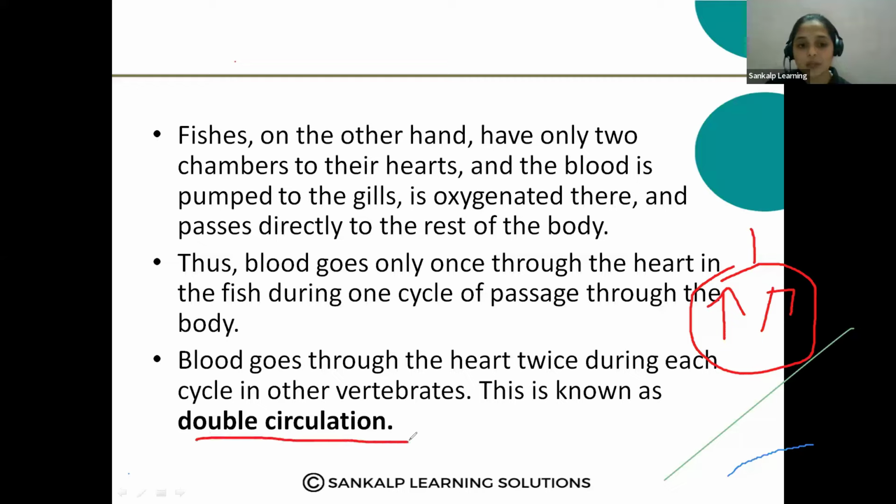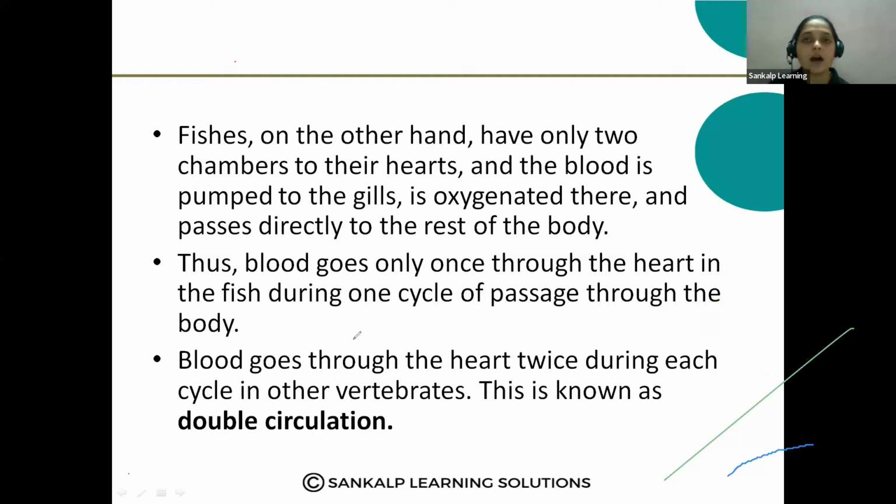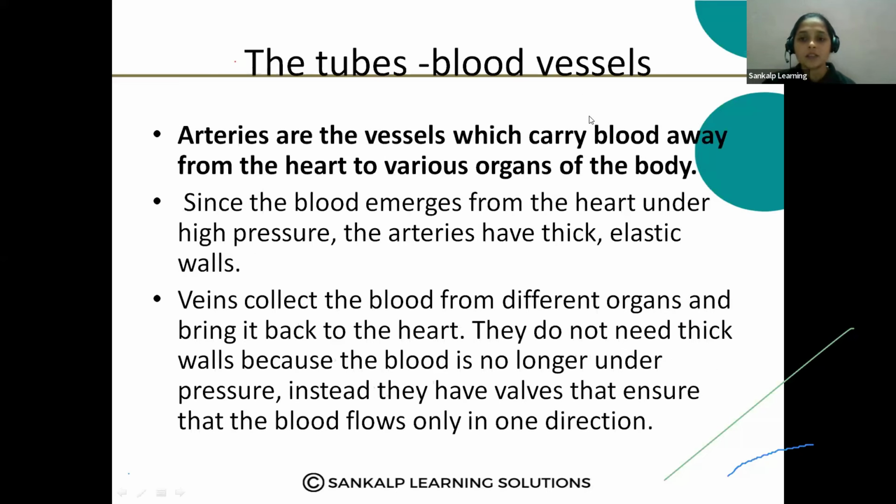So what is double circulation? In the heart, blood goes through the heart twice during each cycle. So in vertebrates, this is called a double circulation. Okay, so this double circulation takes place in the birds and mammals, and in fishes there is a single circulation of blood, because in fishes only a two chamber heart is present. Okay, so this is about the blood circulation. So I hope you understood this concept.